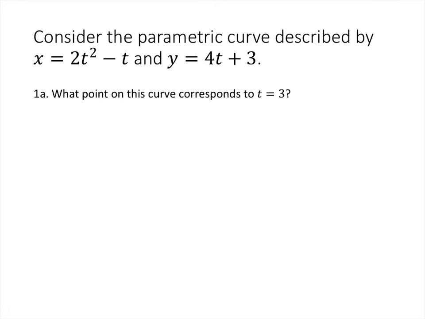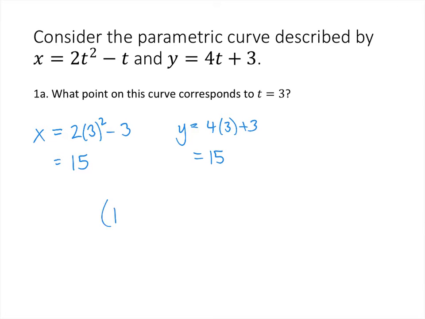In this one, we're given a parametric curve given by two equations, an equation for x and an equation for y, and we're asked what point on this curve corresponds to t equals 3. All we have to do is plug 3 into those two equations. To find the x-coordinate, we plug in 3, and we get 2 times 3 squared minus 3. That works out to be 15. Then we plug 3 into the y equation, 4 times 3 plus 3, and that also works out to be 15. So the point we're looking for is (15, 15). The value from the x equation goes in the x-coordinate, the value from the y equation goes in the y-coordinate.